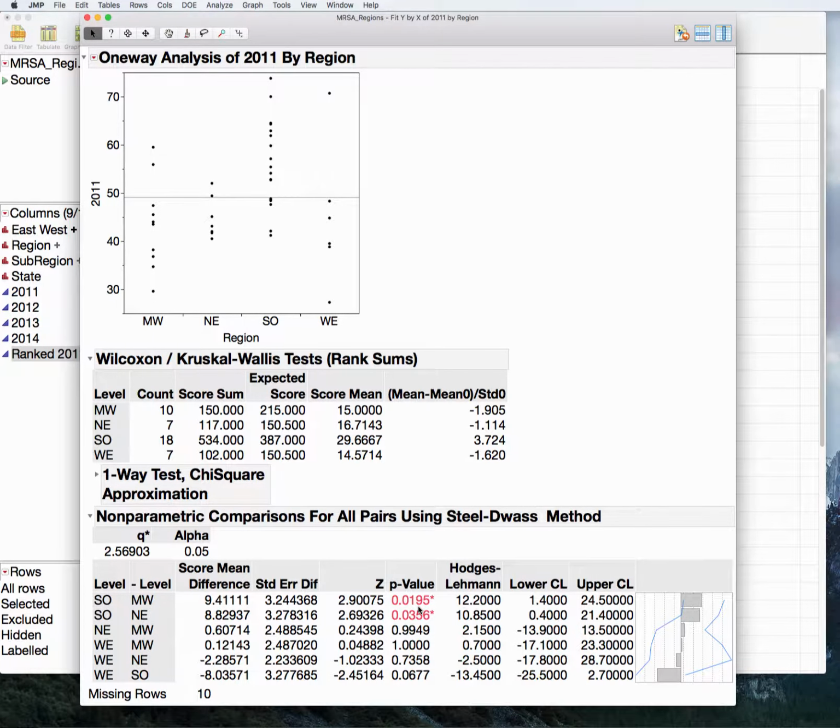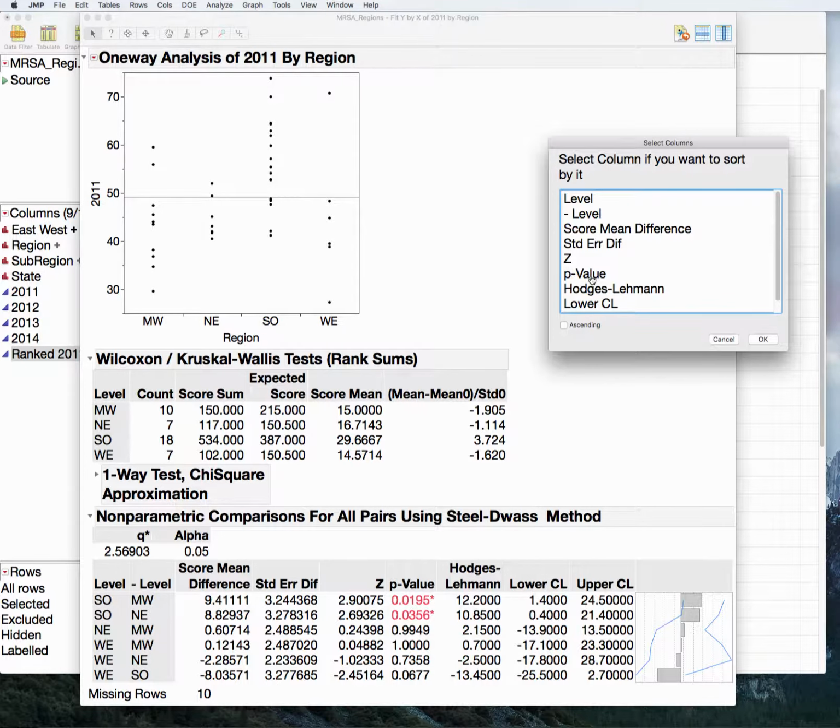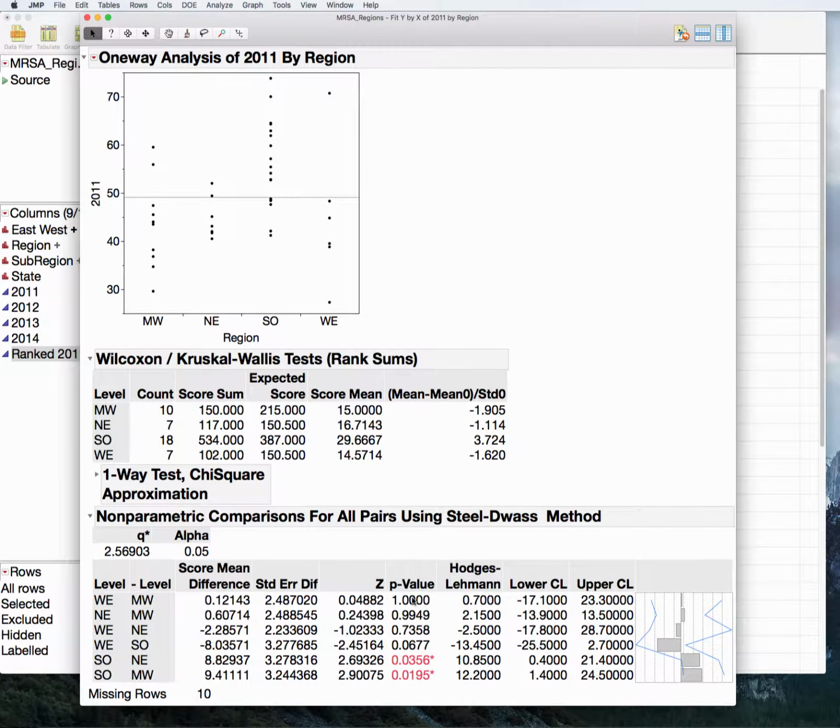These give us identical results to what we saw before. You can see that South is different from Midwest and South is different from Northeast, though South and West are not different. You can sort these by right-clicking if you want them in the same order. And we can see here, South, different from Midwest and Northeast, not different from West, and then the other values are not different.